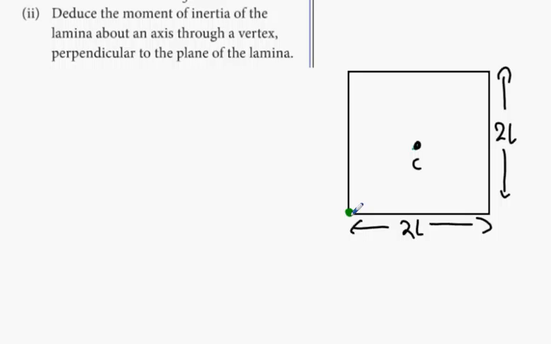Now, I want to get its moment of inertia. What's the problem with the one that you have in the tables? What's the problem when it comes to rectangular or square lamina? The one that's in the tables is parallel to the plane of the board, or it flips like this as opposed to a spin like that.